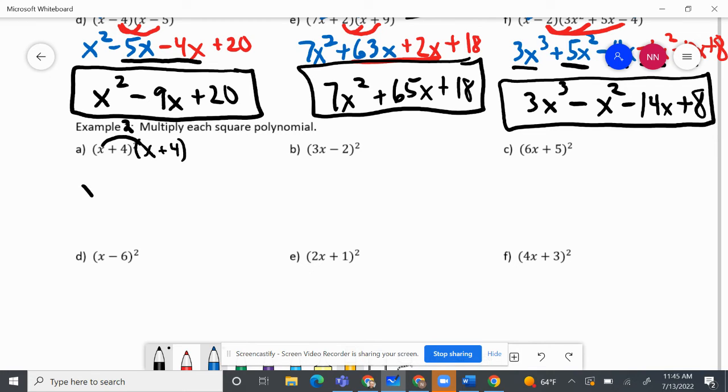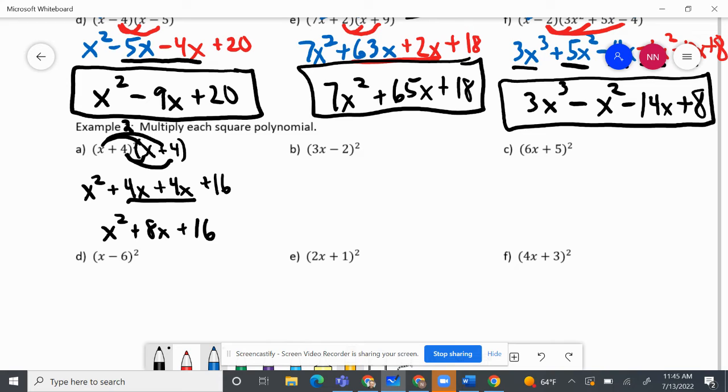X times x is x squared. X times 4 gives us 4x. 4 times x gives us 4x. And 4 times 4 gives us 16. We're going to add our like terms. And we have x squared plus 8x plus 16. That would be our answer.